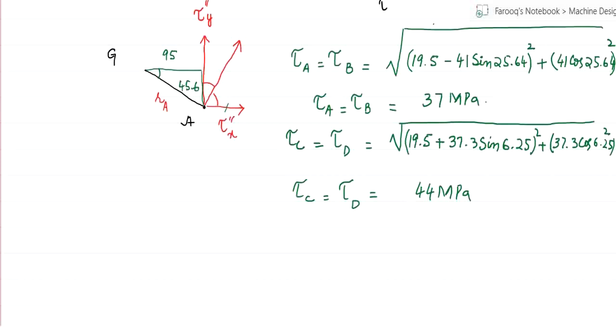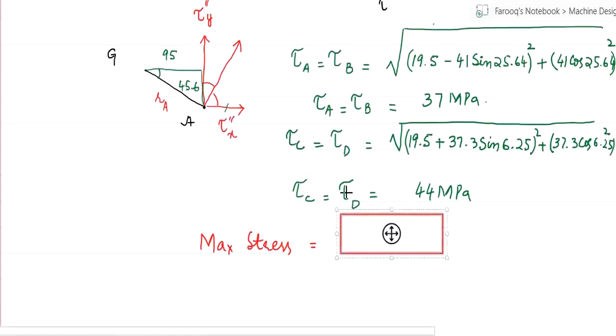So our maximum stress comes out to be 44 megapascal. That's all for our example 9-1. Next we are going to work on the strength of our welds.